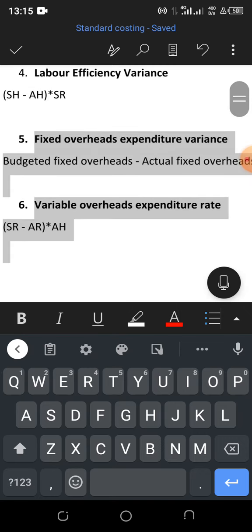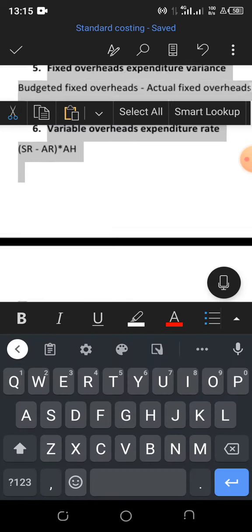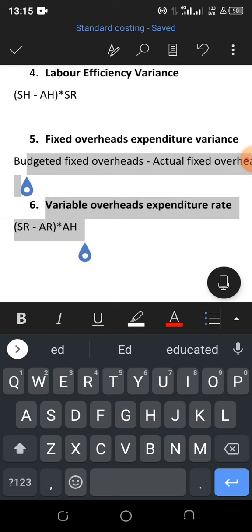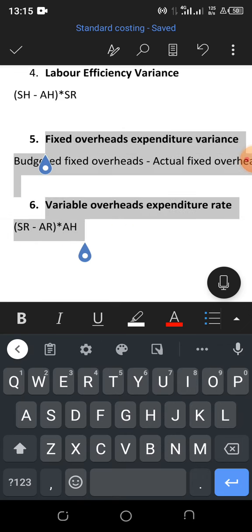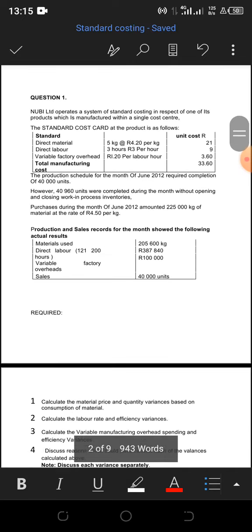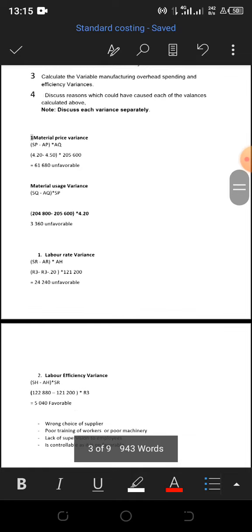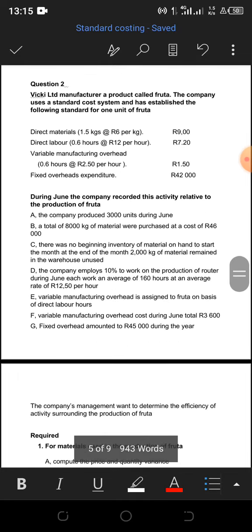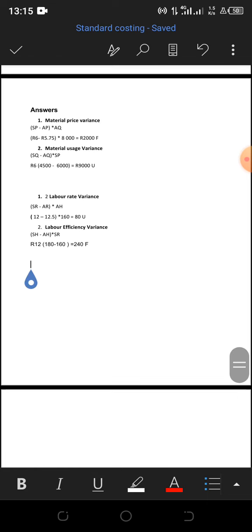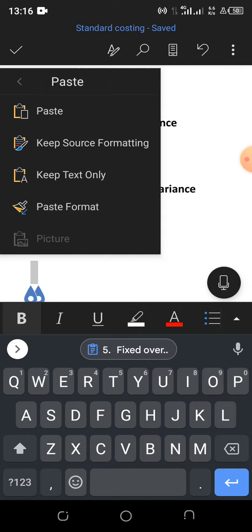Remember, calculating all these variances doesn't carry a lot of marks, but you will get a lot of marks when you interpret your answers, because calculating one variance is 2 marks. When it comes to interpretation, they allocate a lot of marks. So be familiar with that and make sure that you are able to calculate all of this and interpret.